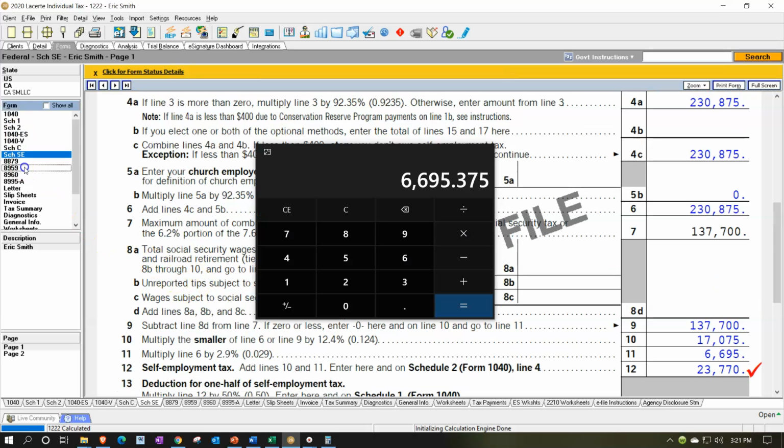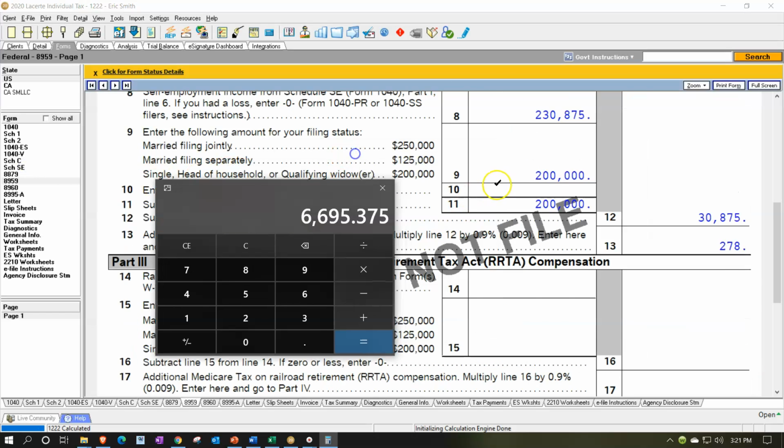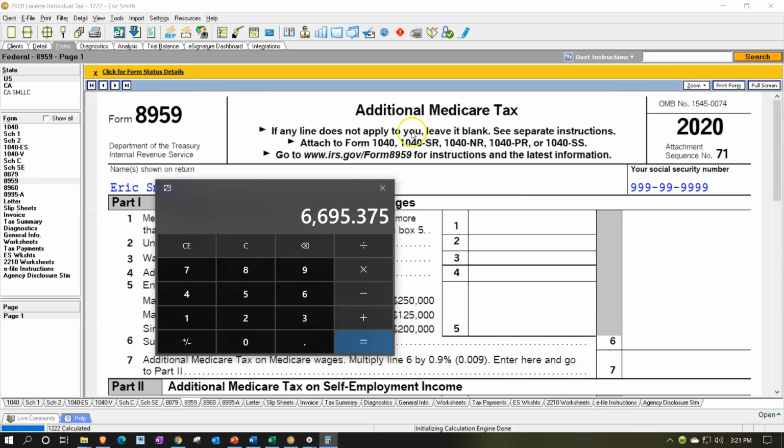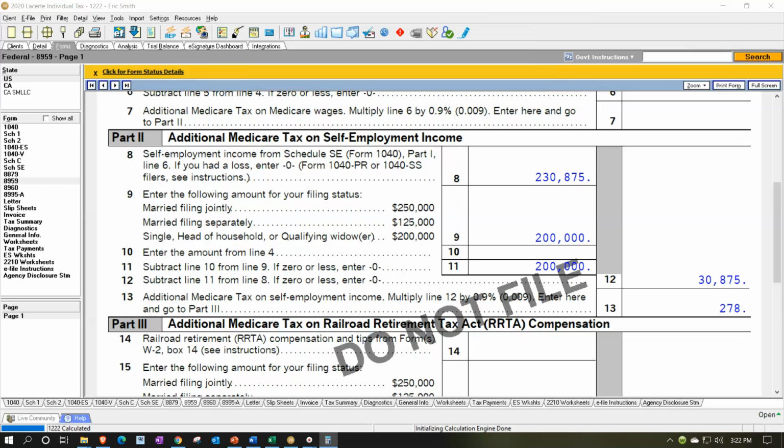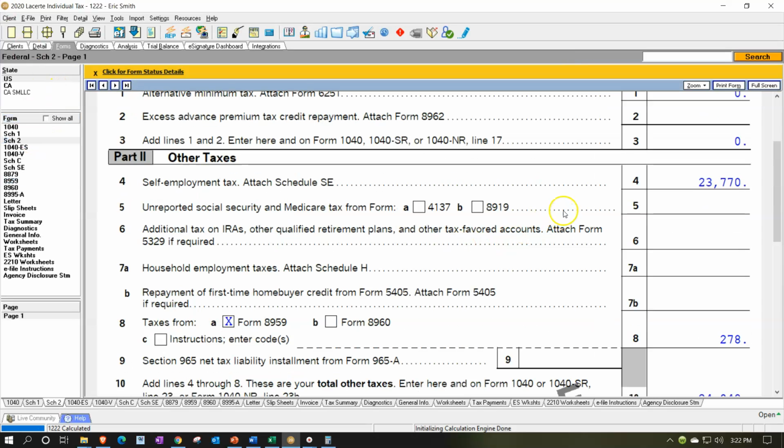But then we also have the 8959 for the additional tax, and this is going to be form 8959, additional Medicare tax. So we're taking the amount over the 200,000, which is basically going to be that 30,875 times the added rate, which is, as we said, the 0.009, and that's going to give us our 228. That then flows into our Schedule 2, which includes the self-employment tax and then this added tax down there. So that's what happens if we go over the cap on that.